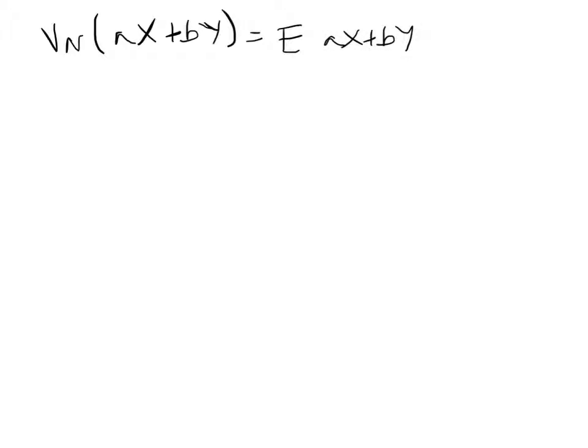Now to prove the next property with just 2 random variables, it's going to be very similar. Variance of AX plus BY. By definition, that's equal to the expectation of the quantity AX plus BY minus the expected value of that quantity.